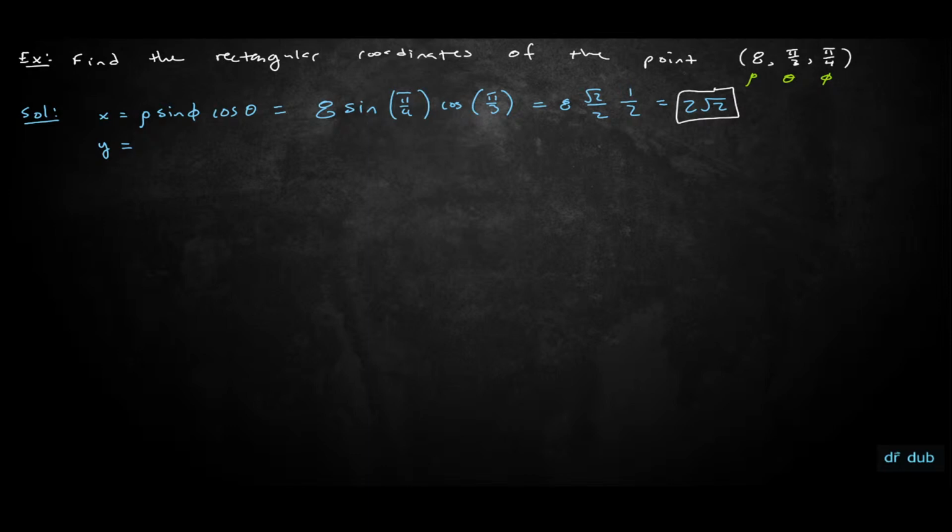Y is going to be 8 sine phi sine theta, which is equal to 8 sine of pi over 4 sine of pi over 3, which is going to be 8 times square root of 2 over 2 times square root of 3 over 2, which is going to be 2 square roots of 6.